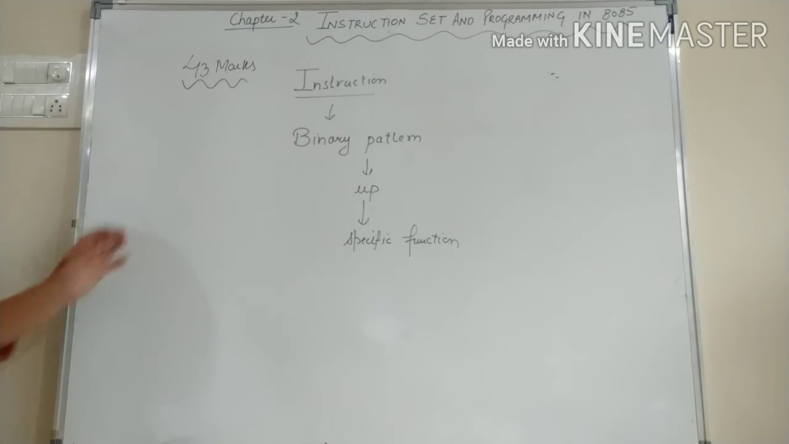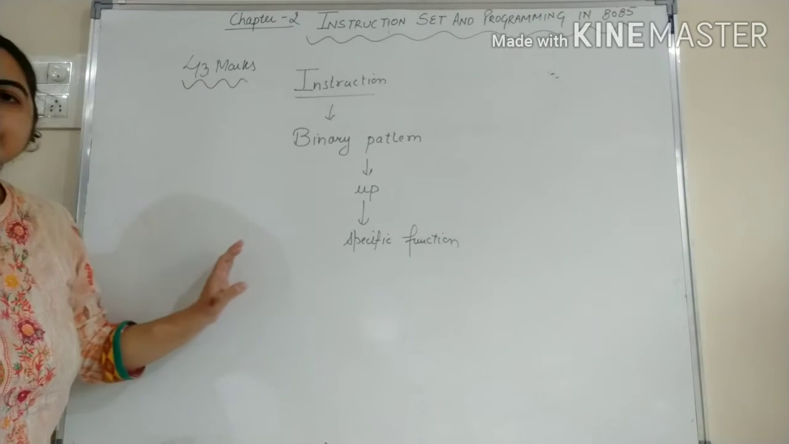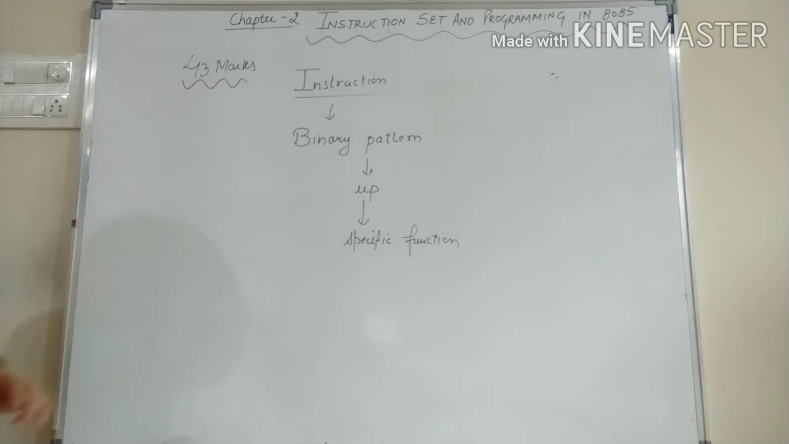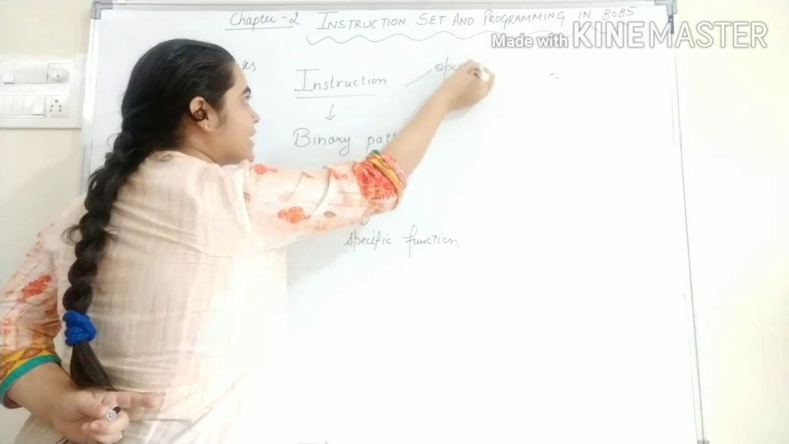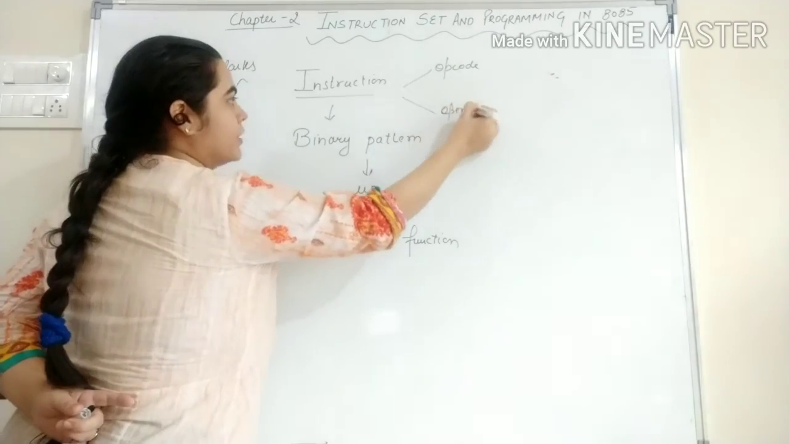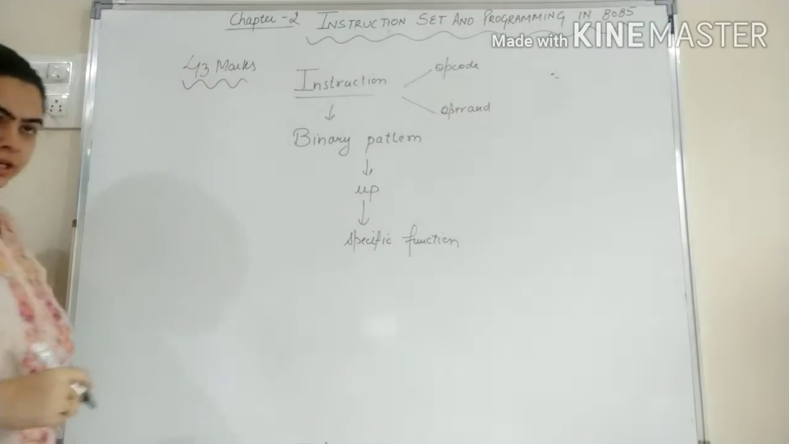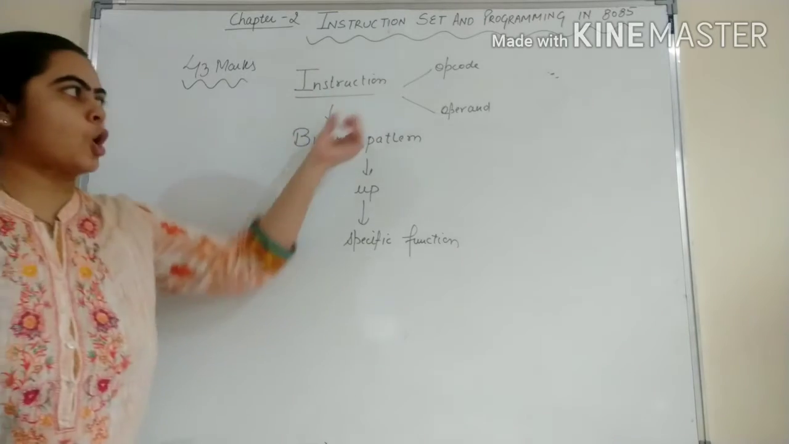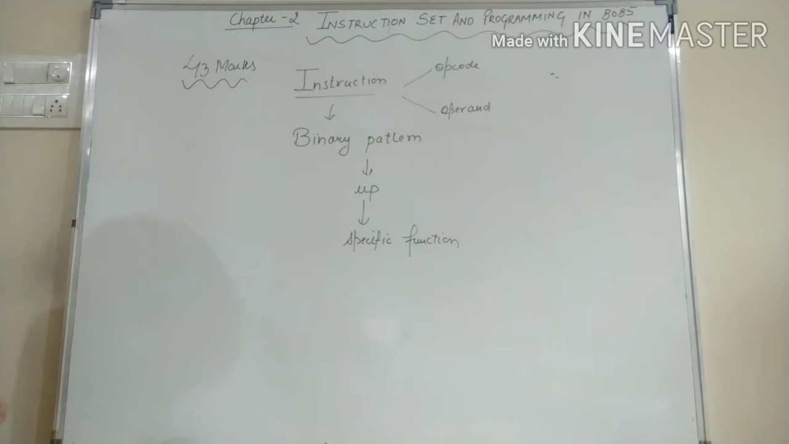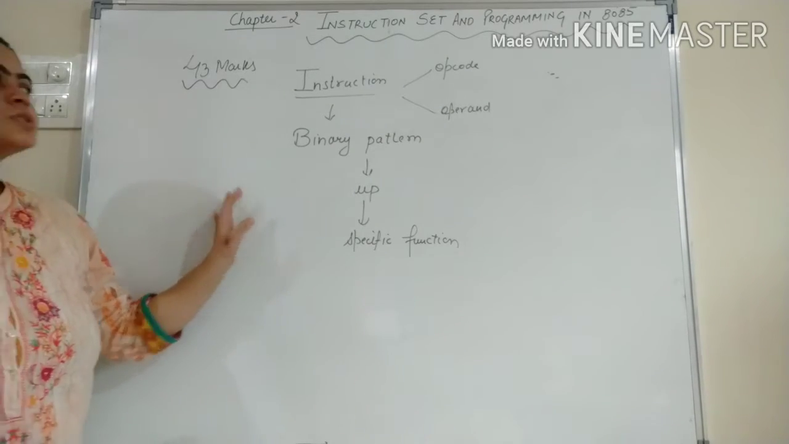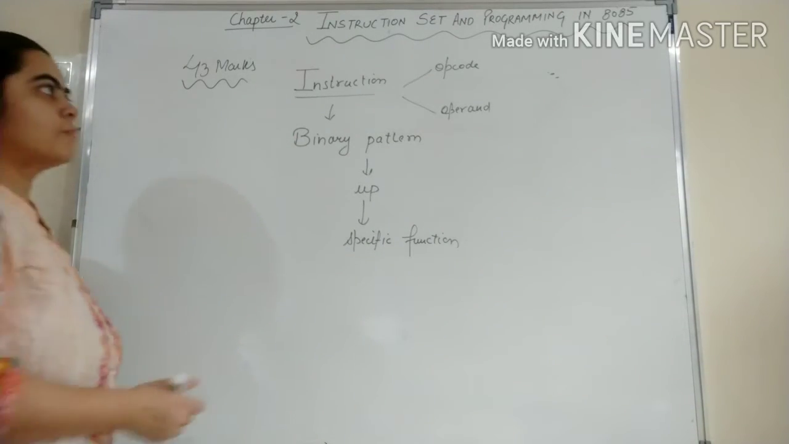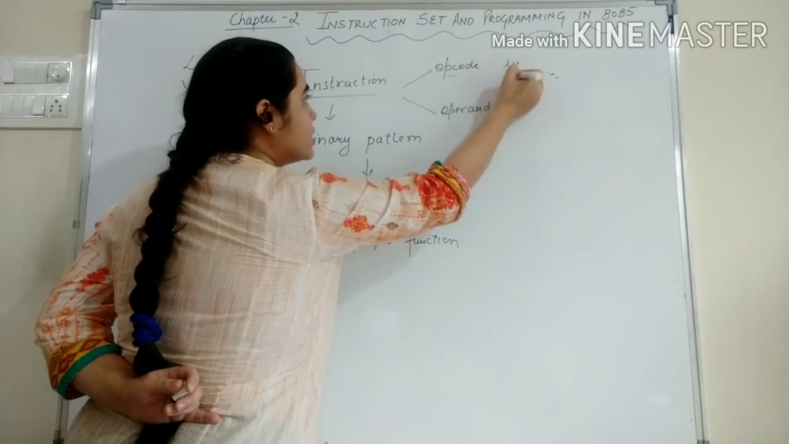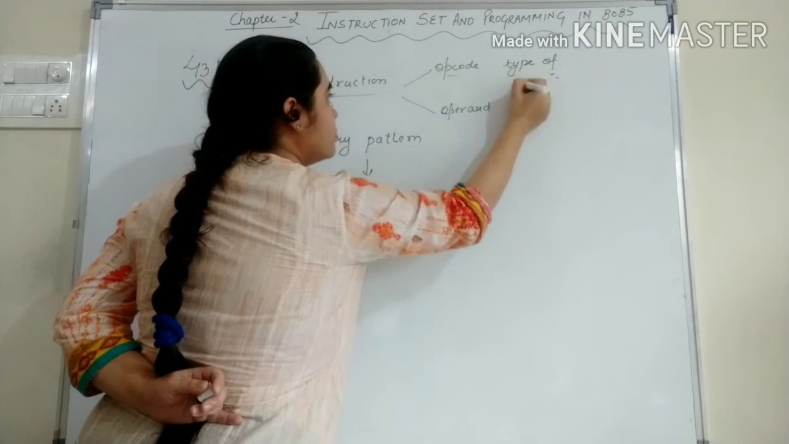Okay, now students, this is the instruction, and the instruction is divided into two parts in 8085. First part is known as an opcode and second part is known as an operand. Okay, so an instruction contains two things. First one is the opcode and second one is the operand. Now the opcode specifies the type of operation to be performed.